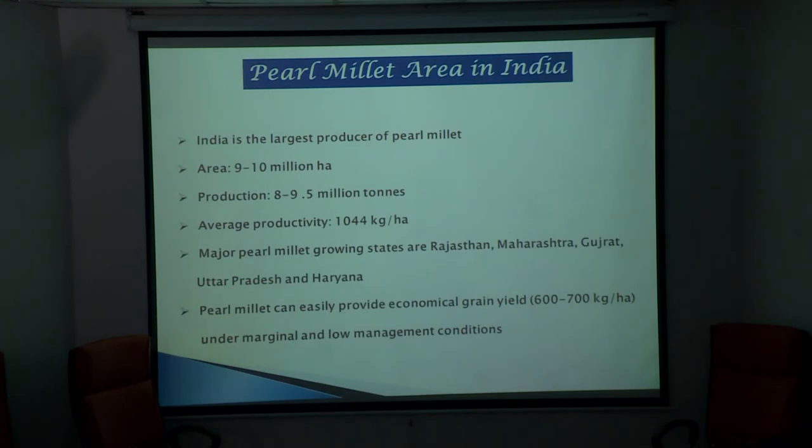If you see the status of pearl millet in India, India is the largest producer of pearl millet. It covers an area of around 9 to 10 million hectares, with production of 8 to 9.5 million tons and average productivity of 1000 to 1100 kg per hectare, on an average around 1044 kg per hectare. The major states growing pearl millet are Rajasthan, Maharashtra, Gujarat, Uttar Pradesh and Haryana. The economic grain yield varies from 600 to 700 kg per hectare.